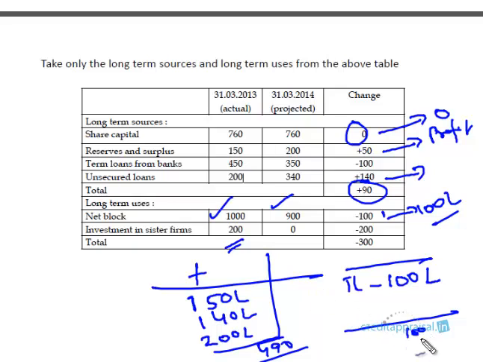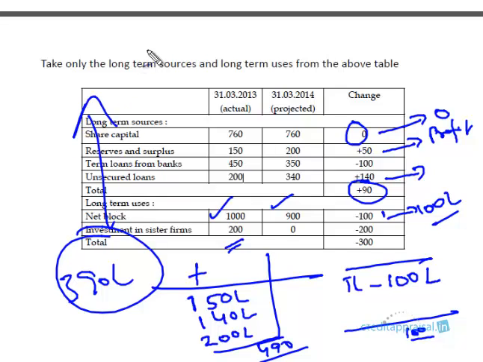So what the company is saying is, in the next year, from this year to the next year, during this 1 year period, we are going to get long-term funds of 490 lakhs, whereas our long-term uses of funds is only 100 lakhs. So we'll be having a surplus of 390 lakhs. This 390 lakhs will be used for short-term uses, okay, because the long-term uses are only 100 lakhs.